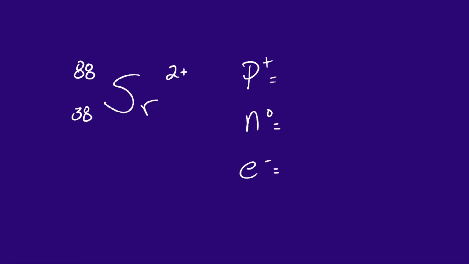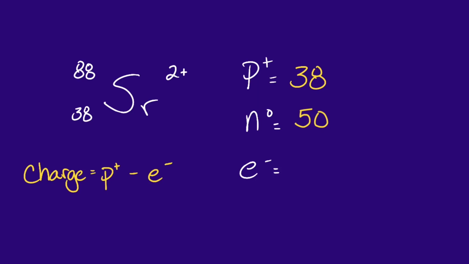So for protons, we can see that we're given the atomic number for strontium, which is 38. That is our number of protons, 38. For neutrons, again, we're doing the mass number, 88, minus the atomic number, 38. 88 minus 38 is 50, so we have 50 neutrons in this atom.